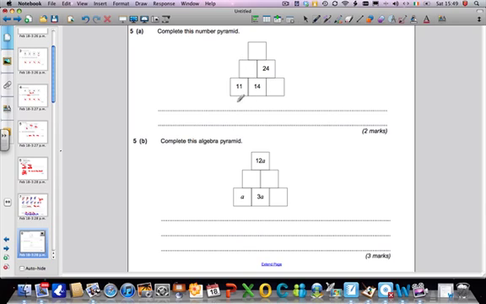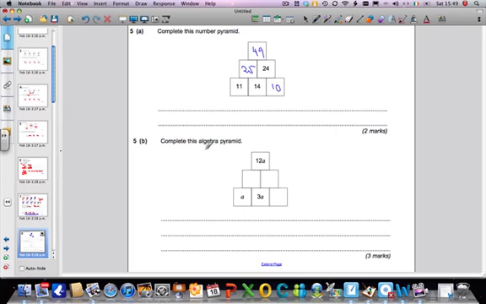Right, we're asked to complete the number pyramid. Now number pyramids work basically by adding the two boxes below to get the box above. So 11 and 14 gives us 25. 25 and 24 gives us 49. And what would I add to 14 to make 24? It must be 10. Job done.